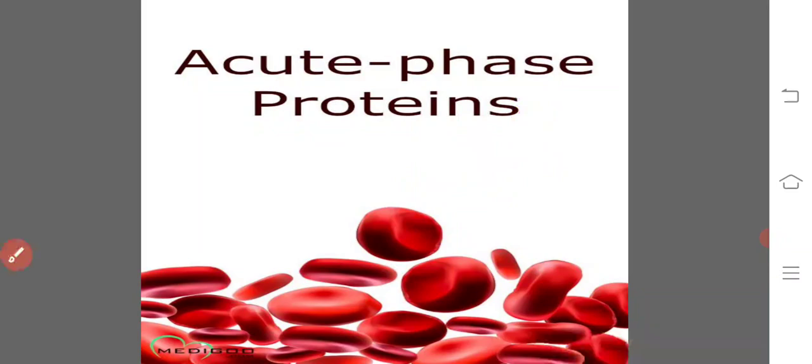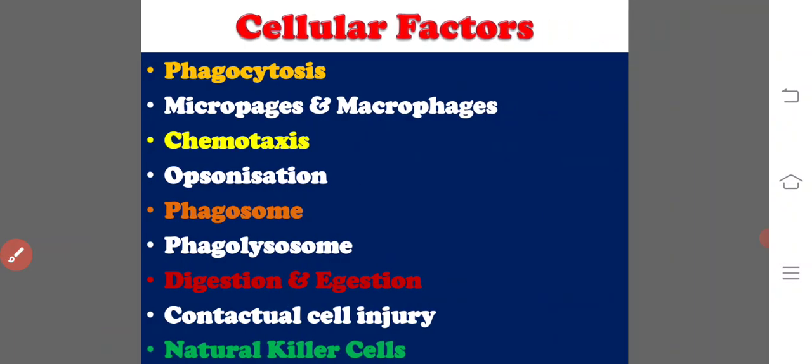And see the next side heading, that is cellular factors. Under the cellular factors, we are going to discuss the process of phagocytosis, microphages and macrophages, chemotaxis, opsonization, phagosome, phagolysosome, digestion, contact-mediated cell injury, and finally the natural killer cells.